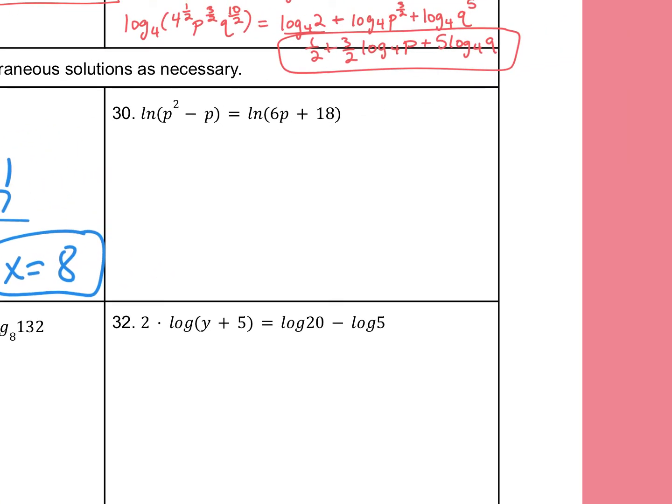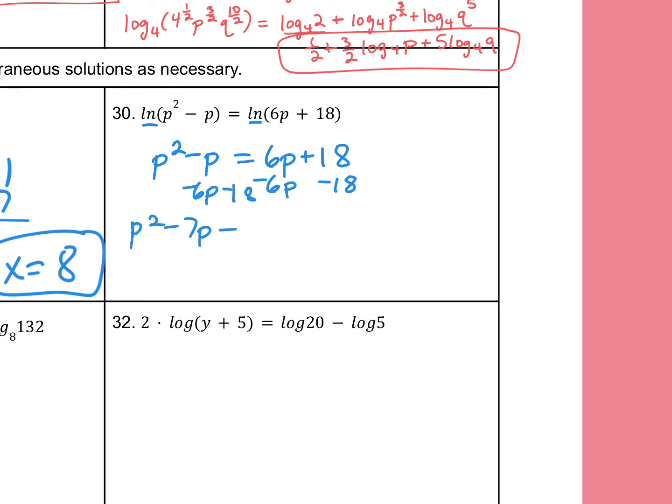Okay, number 30, same deal. These are already condensed, they have the same base, so I'm ready to set up my equation. I want everything on one side, so I'm going to subtract the 6p over, also subtract the 18 over. So I get p squared minus 7p minus 18 equals 0. This one's going to be an X method one.